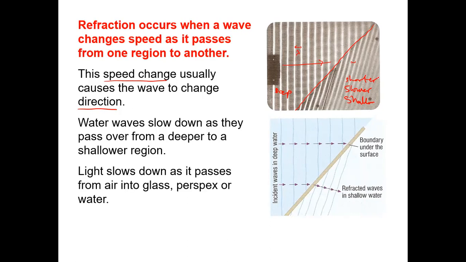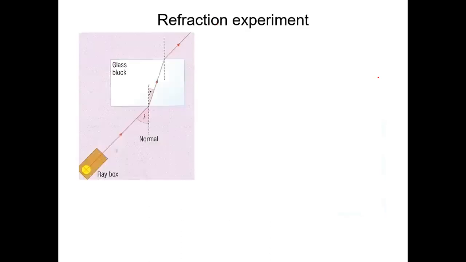Refraction also happens with light. As you know, when light passes from air to water or from air to glass, its speed will decrease, and its wavelength will also decrease. Now we have to look at a simple experiment for refraction. Suppose we have a glass block and a ray box, and there are two normals at the two air-glass boundaries. This is air, this is glass, and this is air again. This is your normal one, and this is your normal two.